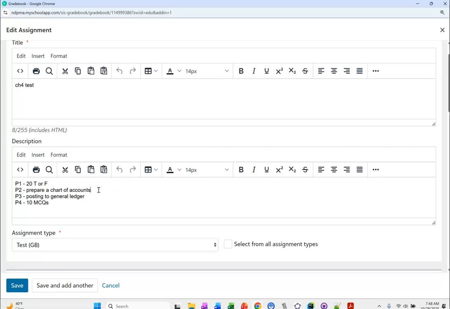What that means is you're assigning account numbers to the different accounts, in a category like we did in section, I don't remember if it was 1 or 2. But that was the idea. Part 3 is posting to a general ledger. So that was like sections 3 and 4, where you're taking your journal and you're transferring that information into your ledger. And then part 4 is 10 multiple choice questions.